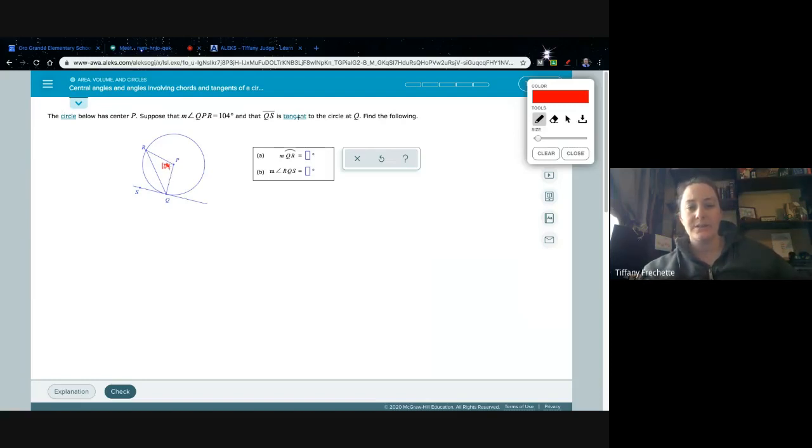And then it also tells us that QS is a tangent to the circle. So we know right away that if it's a tangent, it only touches the circle, or you can think of it kind of like a graze. It goes right past the circle at 1 point.